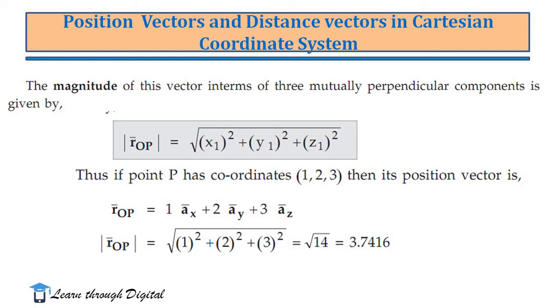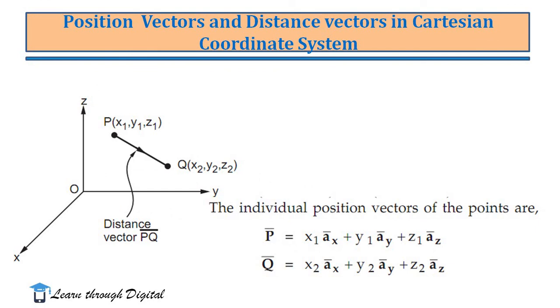Note the difference between point and position vector. Now, consider two points in a Cartesian coordinate system, P and Q, with the coordinates x1, y1, z1 and x2, y2, z2 respectively. The points P and Q are illustrated in this figure.